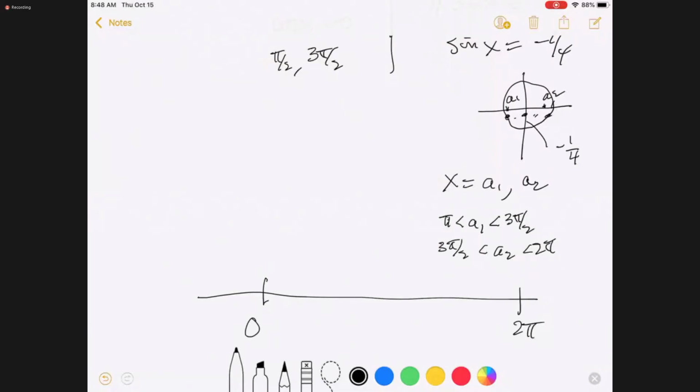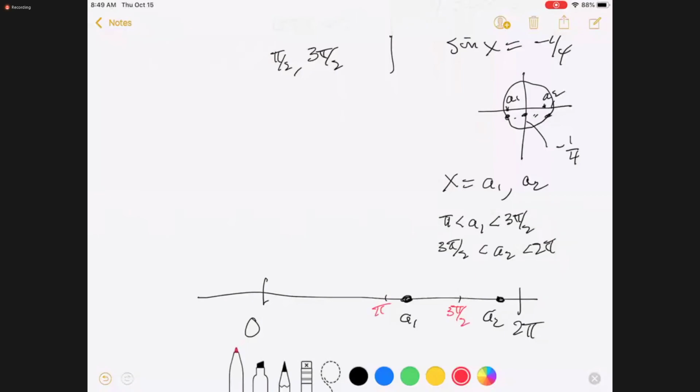Okay, so call that pi. So 3 pi over 2. A1 somewhere in here, A2 somewhere in here. Okay. And I'll just put 3 pi over 2 right there, and pi right there. And I can use those to check my intervals actually.